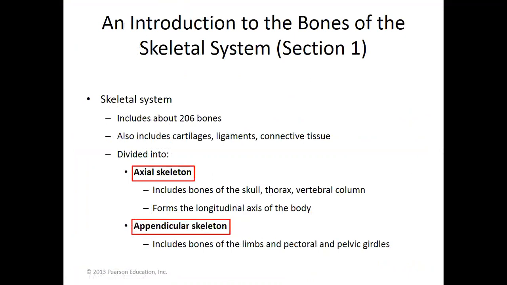This is just an introduction. So we have about 206 bones in our body. And I say about because that may actually be slightly different from person to person. Some people have a couple of extra bones, some people have fewer. This also includes cartilages between bones.